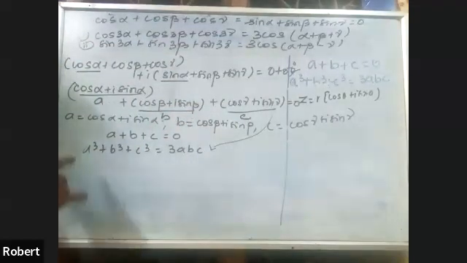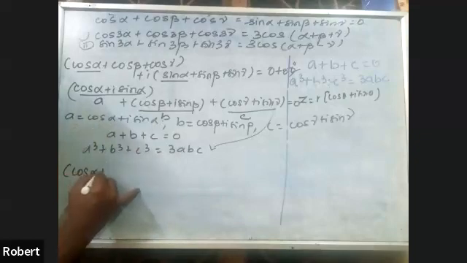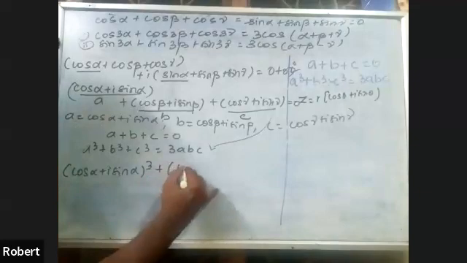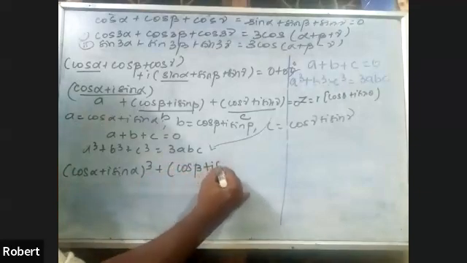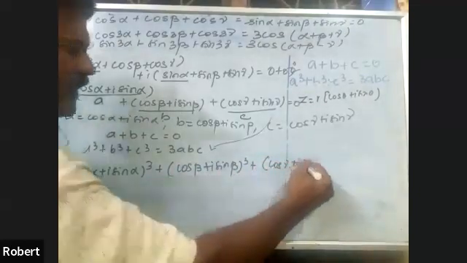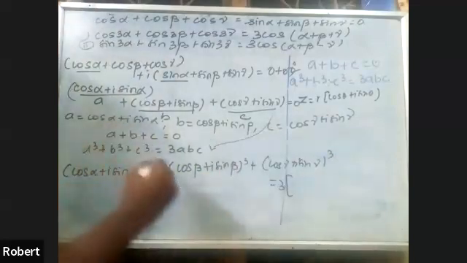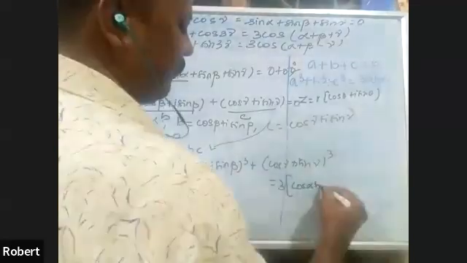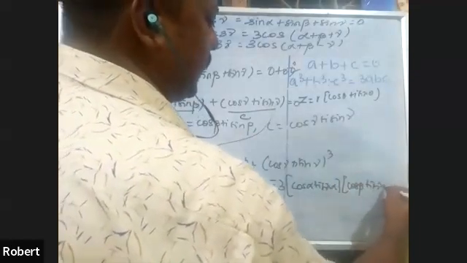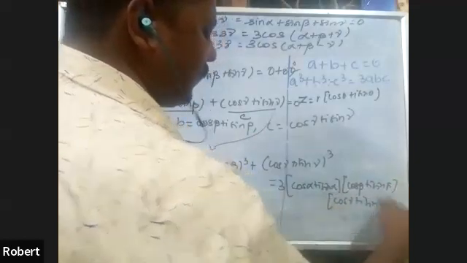Now listen here. A is nothing but cos alpha plus I sin alpha. I can use cos alpha plus I sin alpha whole power 3. Secondly, cos beta plus I sin beta whole power 3. C, cos gamma plus I sin gamma whole power 3, which is equal to 3 times A. Your A is cos alpha plus I sin alpha. Your B is cos beta plus I sin beta. Your C is cos gamma plus I sin gamma.